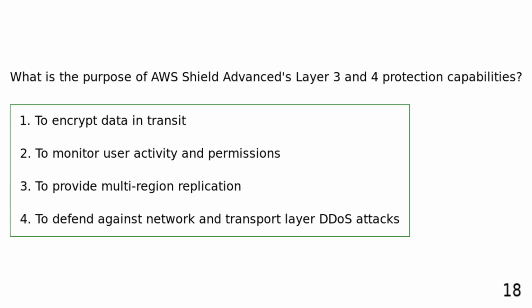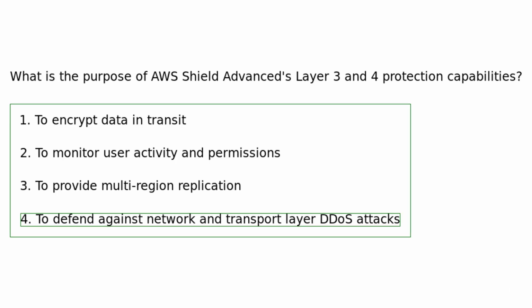What is the purpose of AWS Shield Advanced's Layer 3 and 4 protection capabilities? To encrypt data in transit. To monitor user activity and permissions. To provide multi-region replication. To defend against network and transport layer DDoS attacks. The purpose of AWS Shield Advanced's Layer 3 and 4 protection capabilities is to defend against network and transport layer DDoS attacks, helping protect applications from potential disruptions caused by malicious traffic.